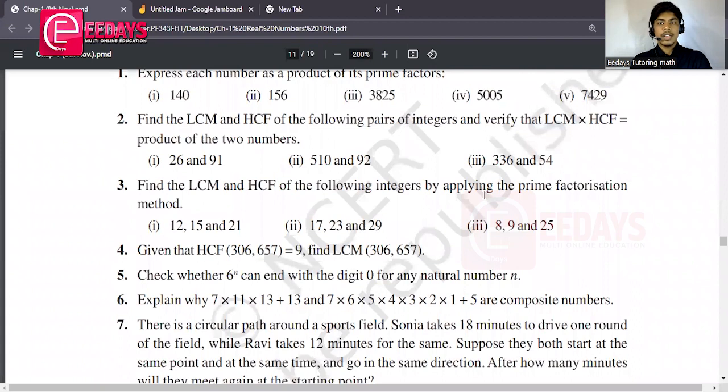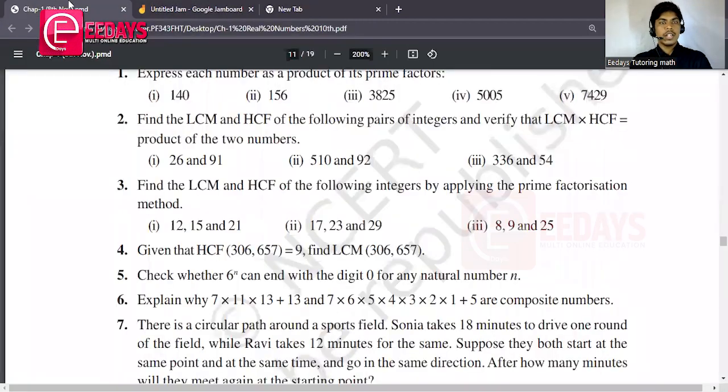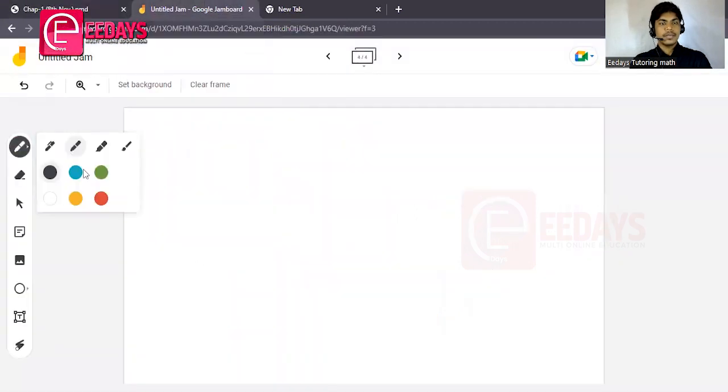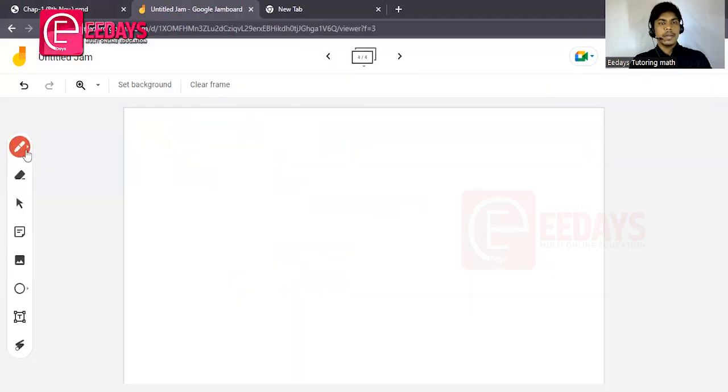They asked for the prime factorization method only. We don't need to verify whether it is correct or not. I hope you understand how to solve. Let's solve the next question.